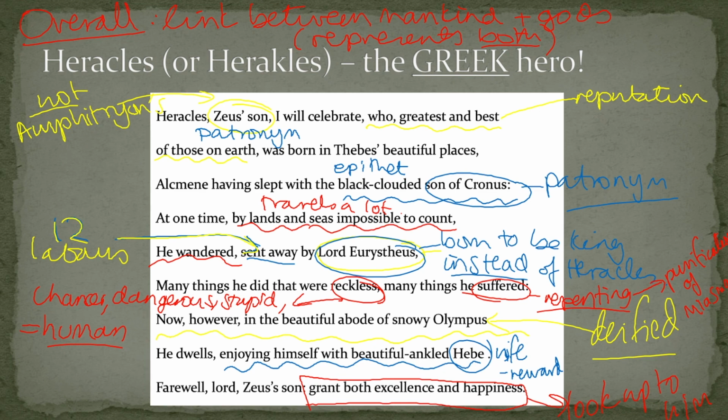The poet finally signs off by saying, farewell, Lord, Zeus's son, grant both excellence and happiness. It's almost like a little prayer. You are someone we look up to, and please give us excellence and happiness that you now have. So, as I said, he is the link between mankind and the gods. And this is why Heracles is so looked up to by both the ancient Greeks and the Romans. He is a local boy done good. He is a mortal who has risen to the status of a god.